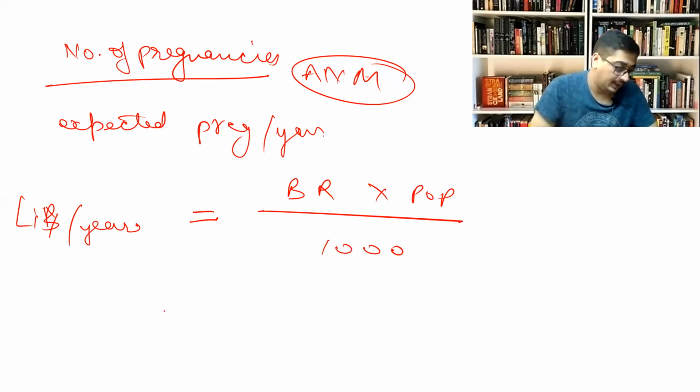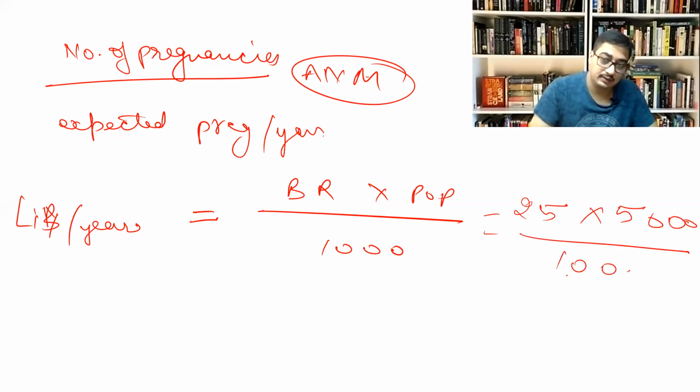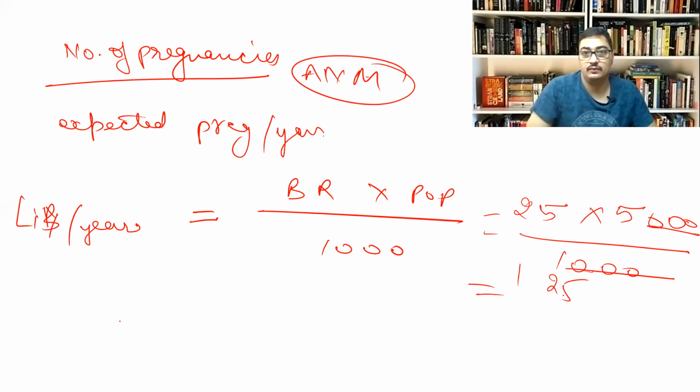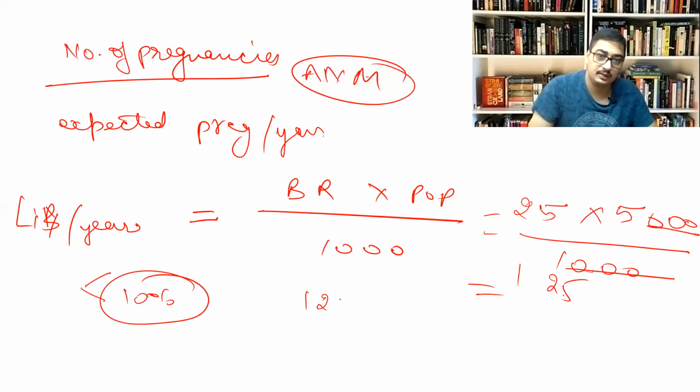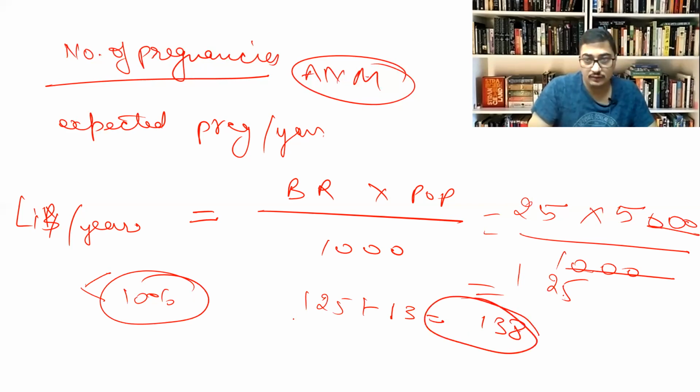So this is the idea. For example, birth rate of a region is 25 per thousand, and the population of the subcenter is 5000. If you divide it by thousand, it would be 125. But the point is that this is based on birth rate. Some births would be live births, some would be still births, or some may be dying. So a correction factor of 10% is added to it. So 125 plus 10% would be 12.5, we can say 13. So it would be 138 pregnancies in a particular year.